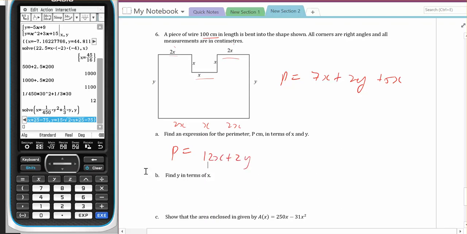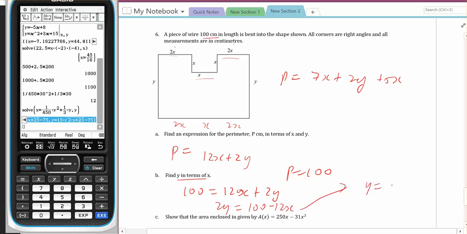Find y in terms of x. We know that the piece of wire is 100 total, so we know that perimeter equals 100. So 100 equals 12x plus 2y. I'm going to make y the subject, since this says y in terms of x. So 2y equals 100 minus 12x. Rearrange: y equals 100 over 2, minus 6x. So that's 50 minus 6x.